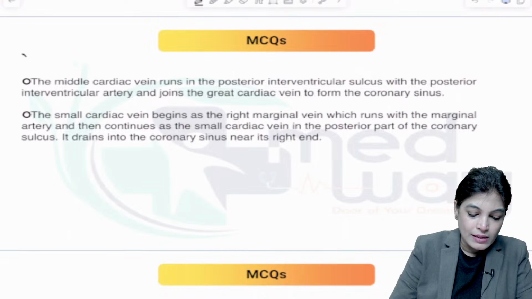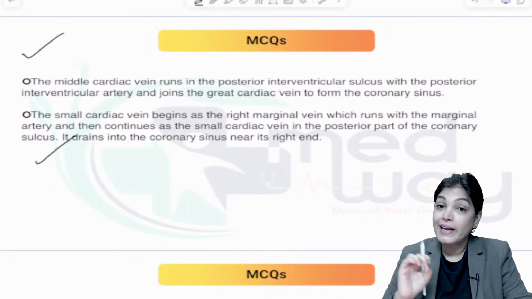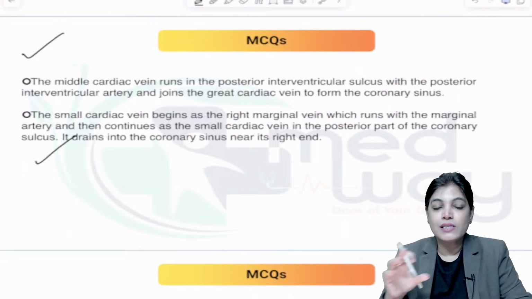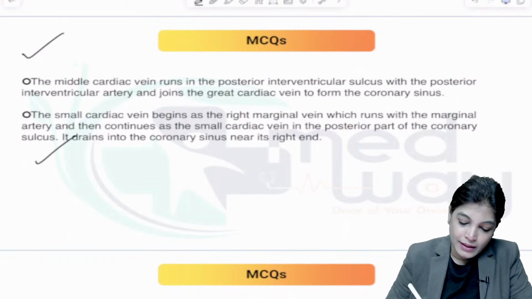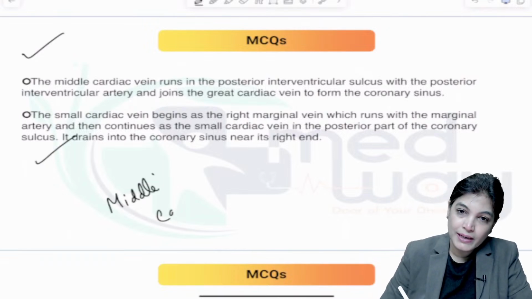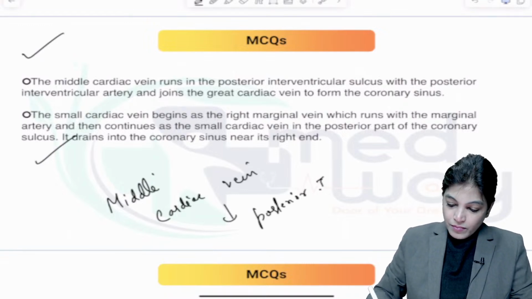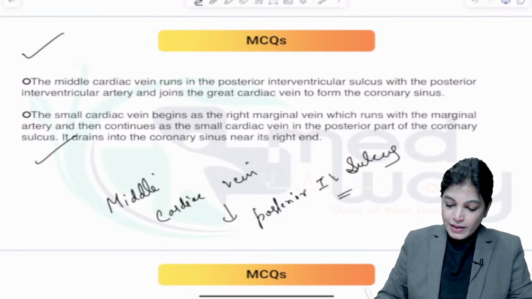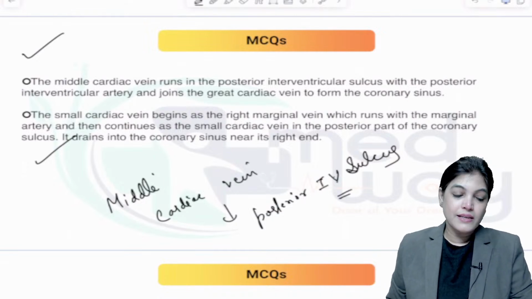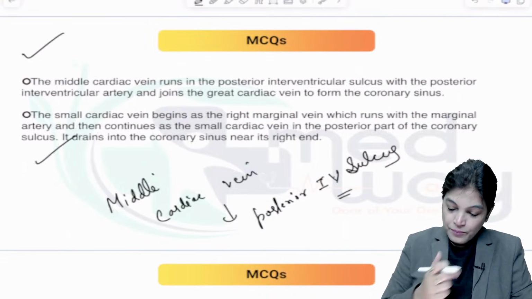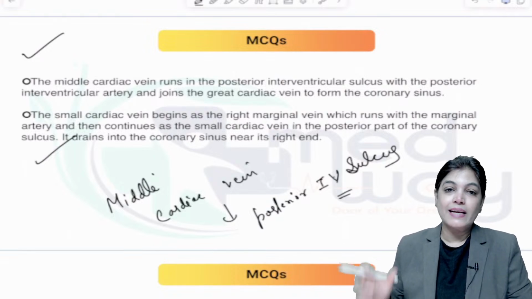Now, it's also important that the question was actually about the anterior interventricular groove, and the right answer was the great cardiac vein. But if some other vein was located or asked in the groove, you should also revise that. Middle cardiac vein will run in the middle. If we talk about the middle cardiac vein, it will run in the posterior interventricular sulcus, where the posterior interventricular artery is running, and it is joined by the great cardiac vein to drain into the coronary sinus. If we talk about the small cardiac vein, it is running with the marginal artery and continues with the coronary sulcus, and it drains into the coronary sinus from the right side.